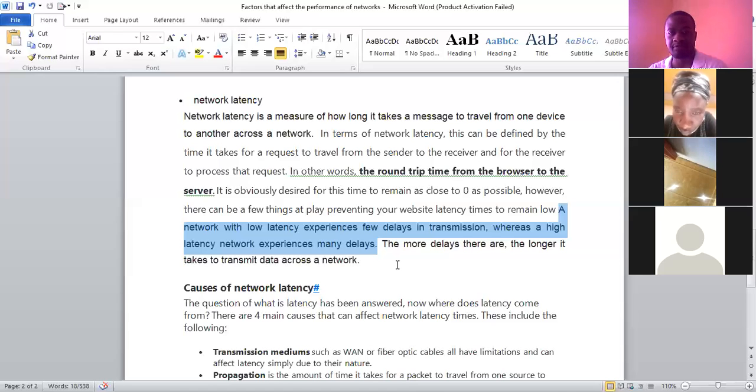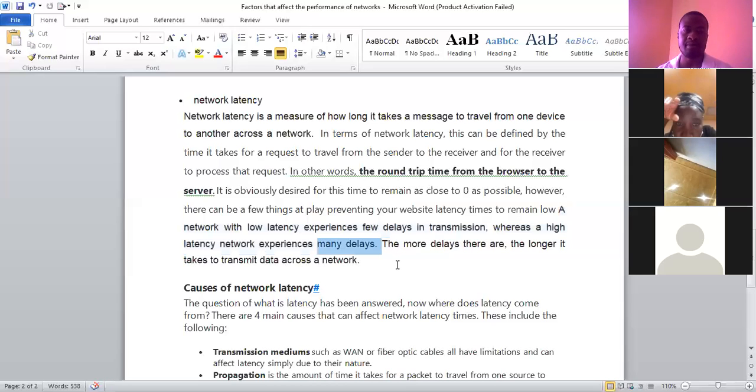Are we all together so far? Yes, sir. Okay, so low latency and high latency. So what causes the high latency is maybe there are so many delays in the network. Okay, right?